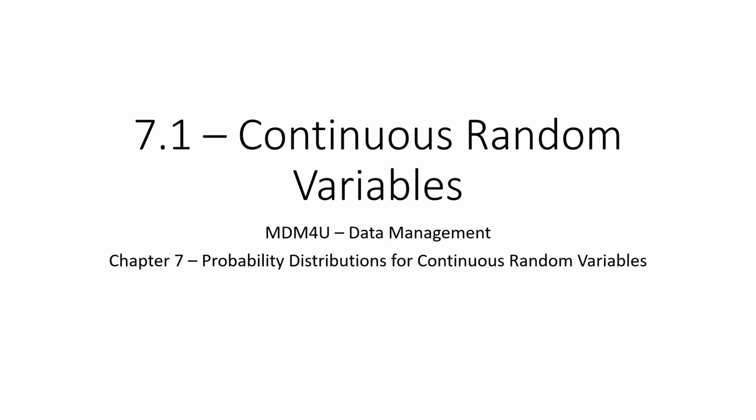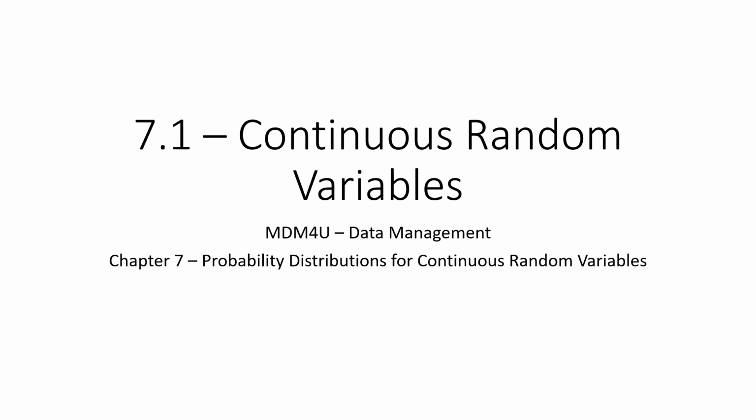Hi everyone, in today's lesson we are going to start chapter 7, and 7.1 is going to introduce the concept of continuous random variables. We are going to get back to probability distributions. We're going to mix that a bit with statistics, and we're going to talk about a very important type of probability distribution that's used in statistics called the normal distribution later in this chapter. But for now, we're just going to introduce continuous random variables.